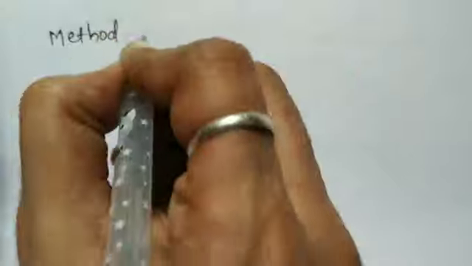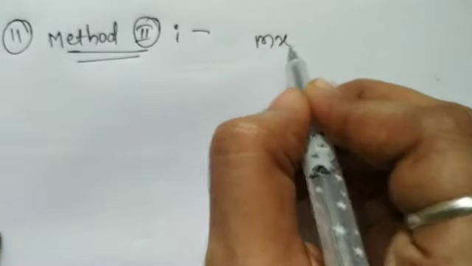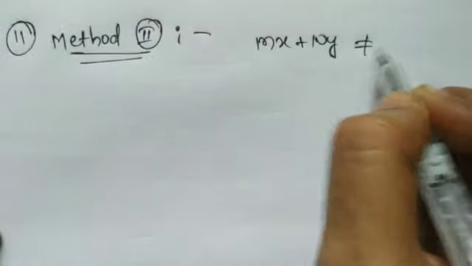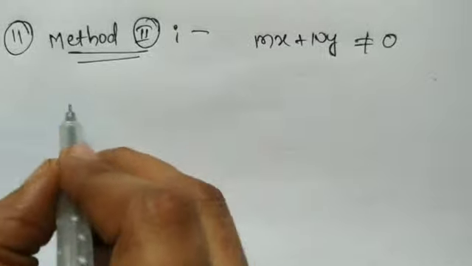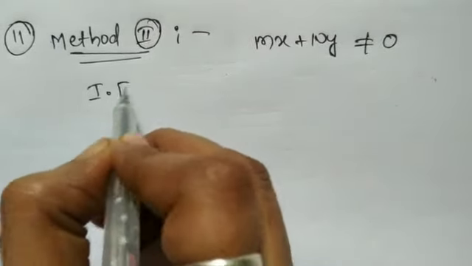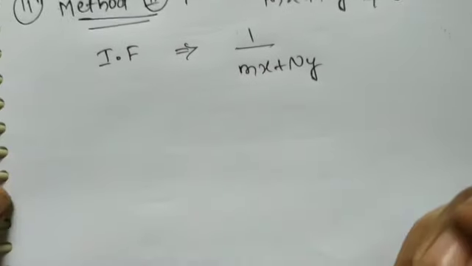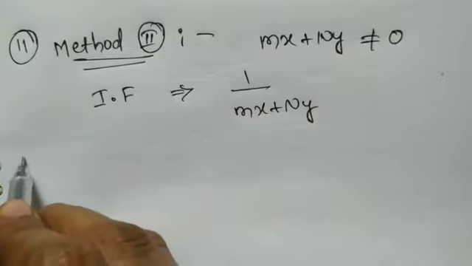Next, method 2 of non-exact differential equations. In this method, if Mx plus Ny is not equal to 0, where M and N are functions of x and y, then the integrating factor is 1 by Mx plus Ny. So this is method 2.